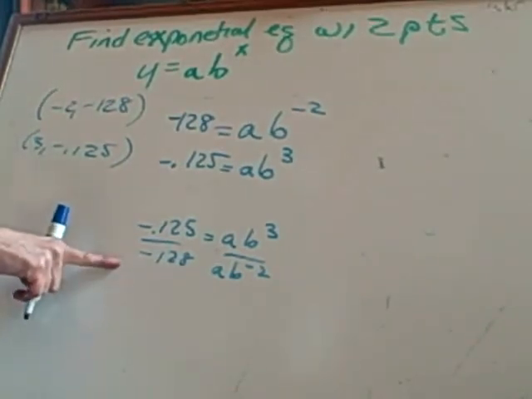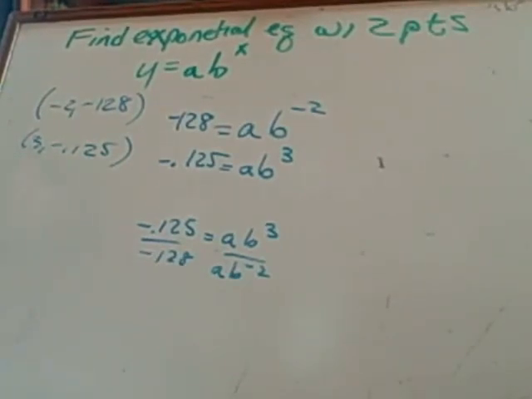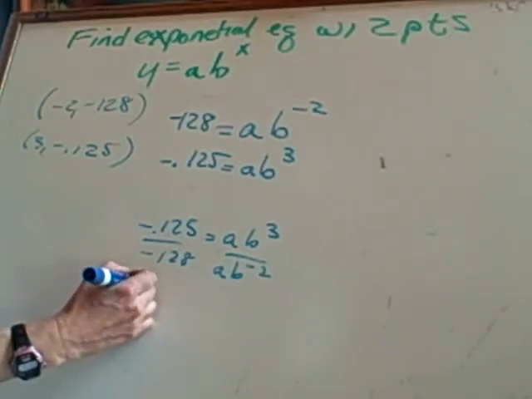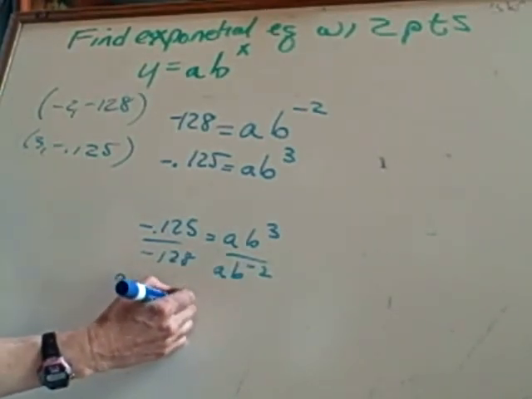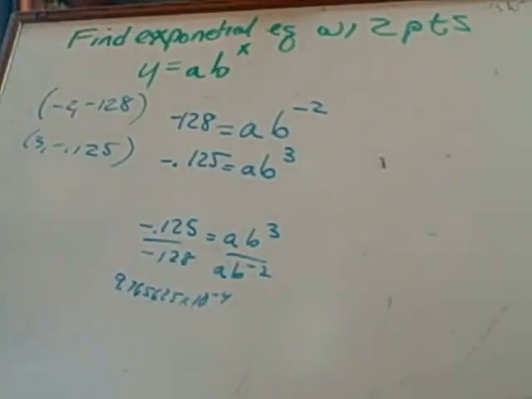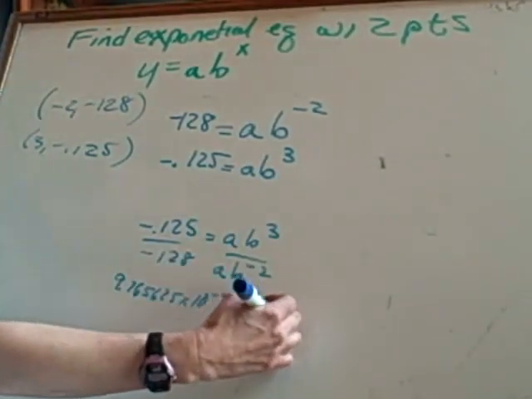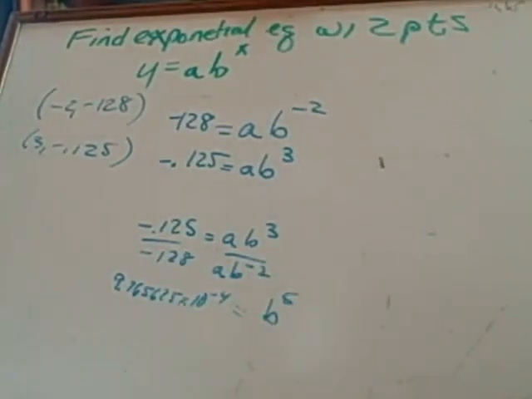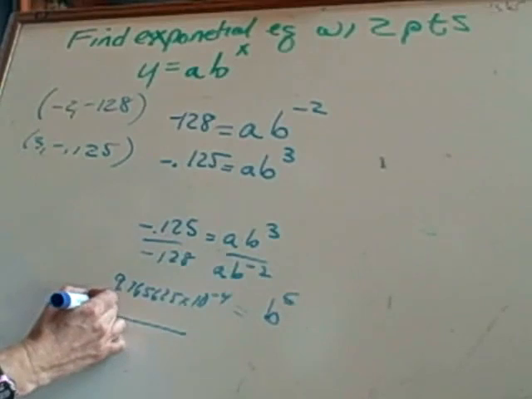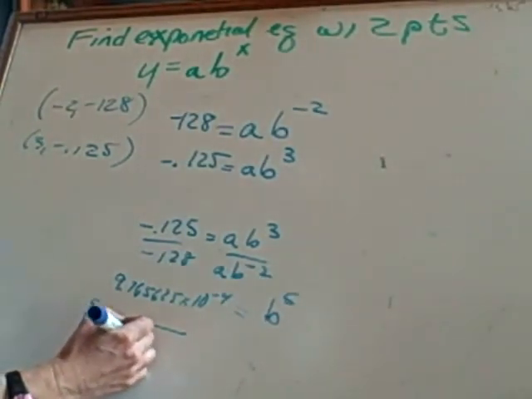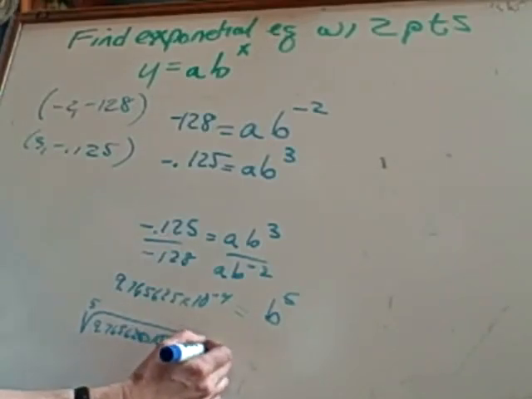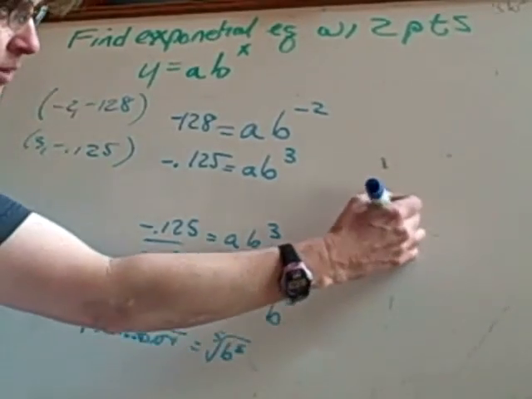So when I do this one in my calculator, negative divided by negative, it's going to come out positive, thankfully. So negative 0.125 divided by negative 128 is 9.765625 times 10 to the negative 4th. Lovely, isn't it? My a's cancel here, I'm left with b to the 5th, because 3 minus negative 2. So I would take the 5th root of this puppy, and the 5th root of this puppy, and I'm going to end up with b equals.